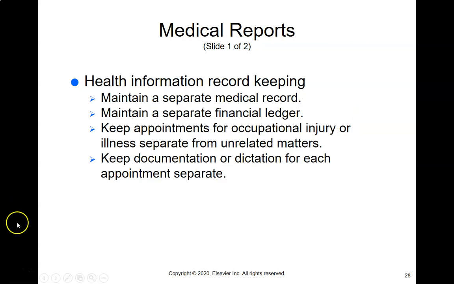Medical reports. Health information record keeping. You want to maintain a separate medical record. Maintain a separate financial ledger. Keep appointments for occupational injury or illnesses separate from unrelated matters. Keep documentation or dictation for each appointment separate. Keep only records of exams and treatments that pertain to the occupational injury or illness in the special file, and enter only billing statements that pertain to the occupational injury or illness and that will be sent to the workers' compensation carrier in the separate ledger.